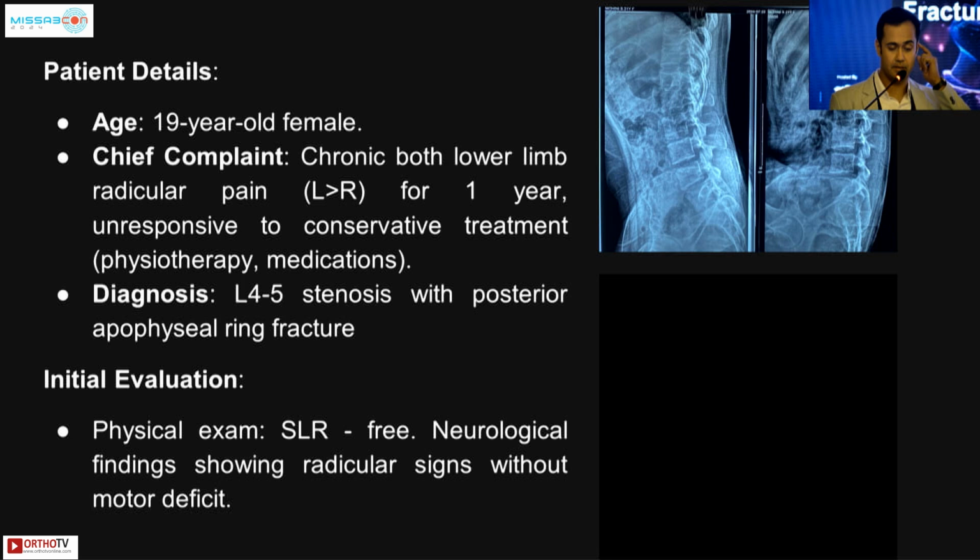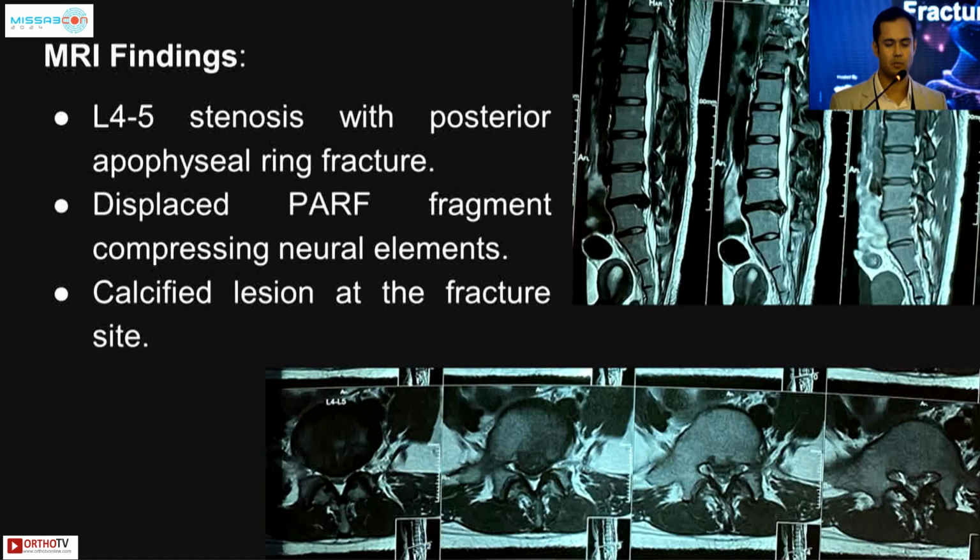So this is the X-ray. A 19-year-old female patient had chronic both lower limb radicular pain, left more than right, since 1 year, not responding to conservative treatment. She was diagnosed with L4, L5 stenosis with a posterior apophyseal ring fracture. SLR was free, there were claudication symptoms, but there was no motor deficit.